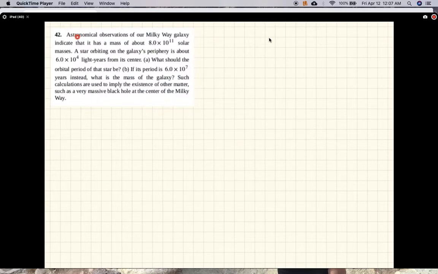Okay, so let's look at this problem. Astronomical observations of our Milky Way galaxy indicate that it has a mass of 800 billion solar masses, 8 times 10 to the 11. A star orbiting on the galaxy's periphery is about 60,000 light years from its center. What should the orbital period of the star be?